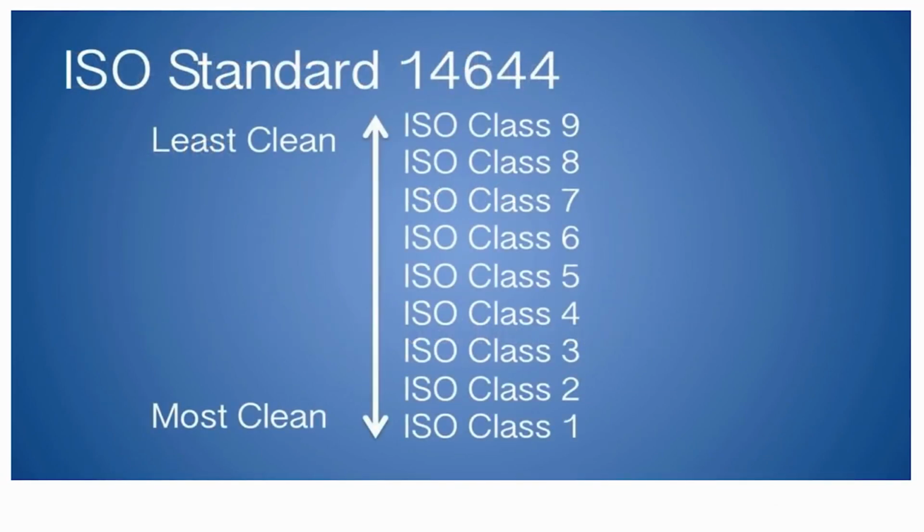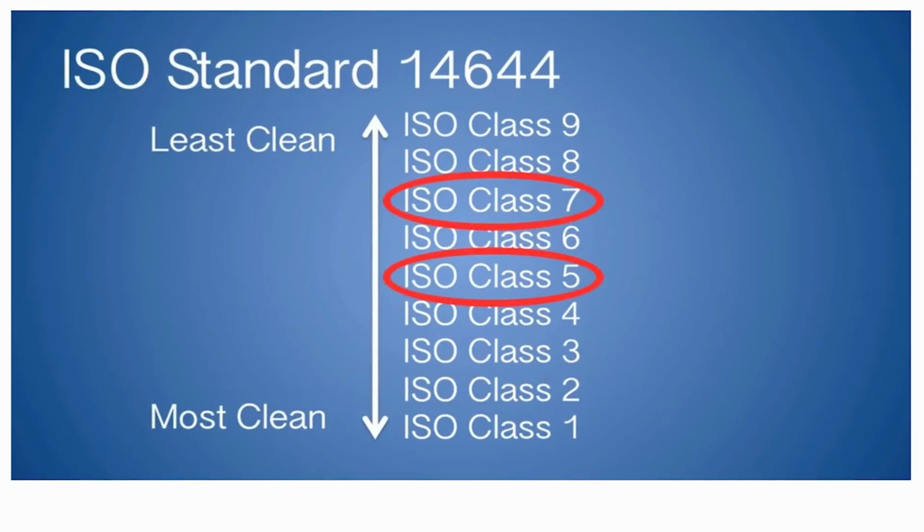Clean rooms are classified under the ISO standard 14644. The classifications are based upon the amount and size of airborne particles in a clean room at any given time. The ISO standard covers 9 classes of clean rooms, with Class 1 being the cleanest and Class 9 being the least clean. This video primarily covers ISO Class 7 and ISO Class 5 clean rooms, as these are some of the most common classes of clean rooms used. ISO 5 clean rooms are much cleaner than ISO 7 clean rooms, and hence, more precautions must be taken to limit contamination.